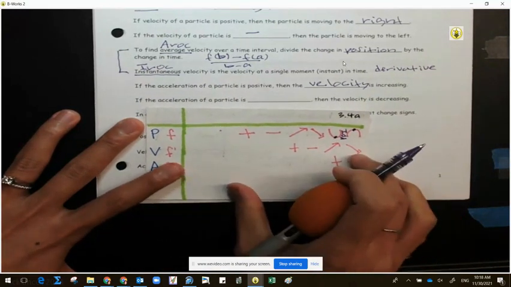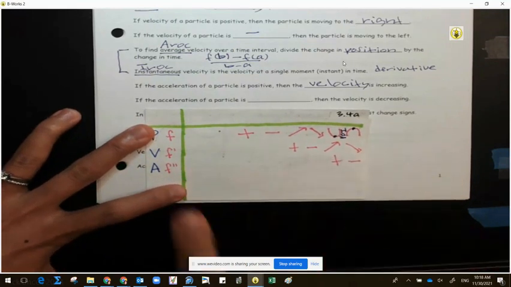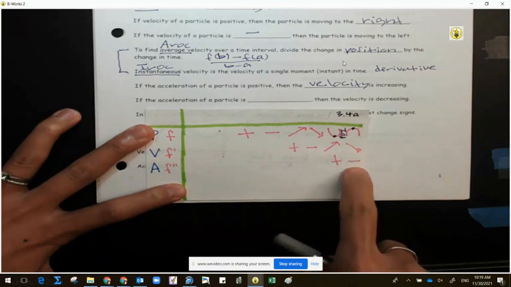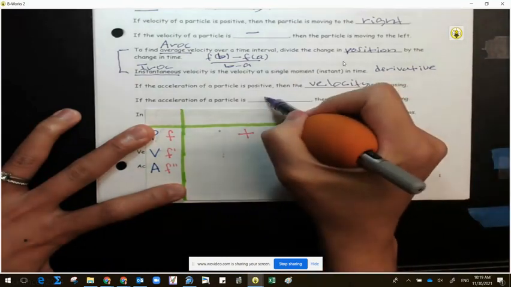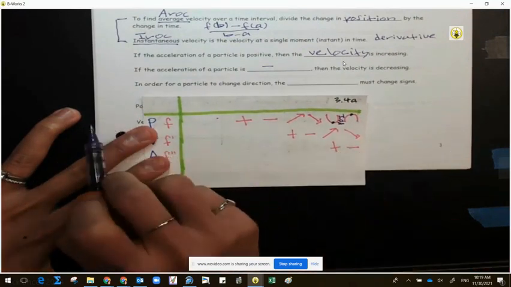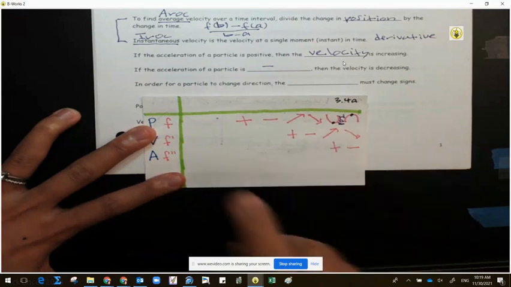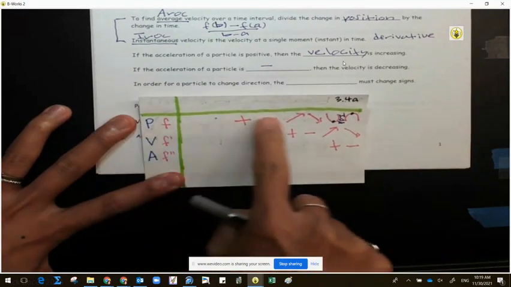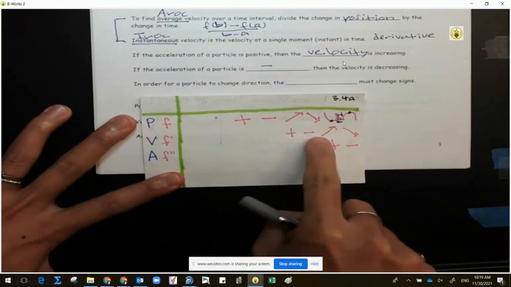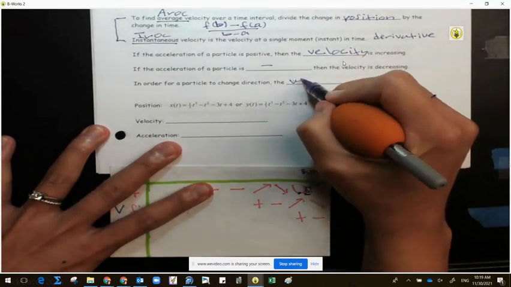And then our next one says the acceleration of the particle is doing something when the velocity is decreasing. So go to velocity. It is decreasing. What is the acceleration doing? It is negative. And our very last one on the bottom. For the particle to change direction, so here's my particle, it is changing direction. What is happening to my velocity? It is also changing signs.